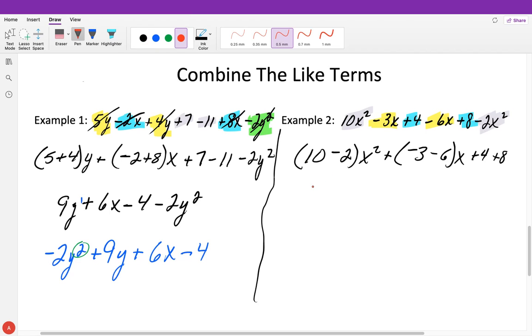And then from here, 10 minus 2 is going to give me 8x squared. Negative 3 minus 6 is negative 9, so a positive and a negative is going to be minus 9x. And 4 plus 8 is 12. And that will be my final answer.